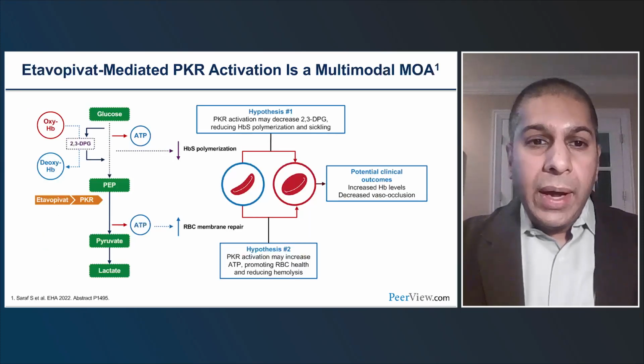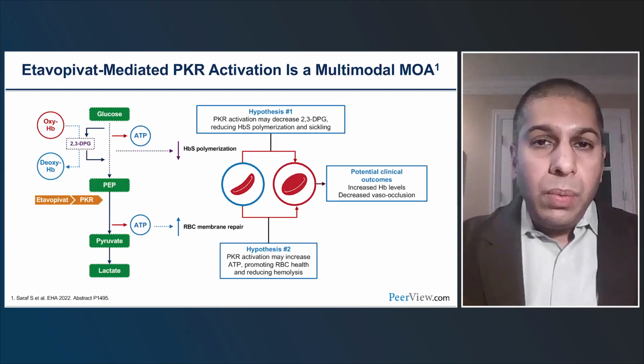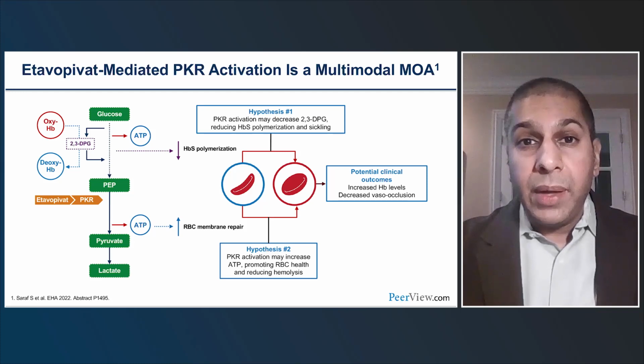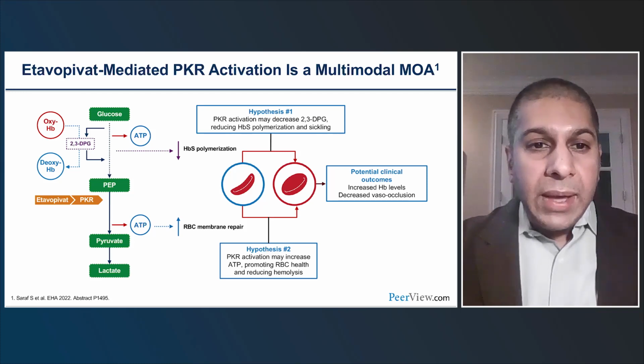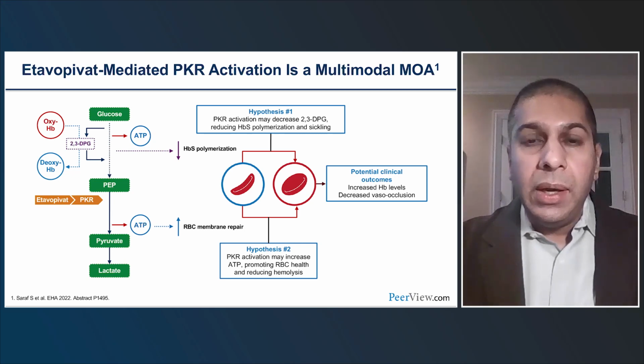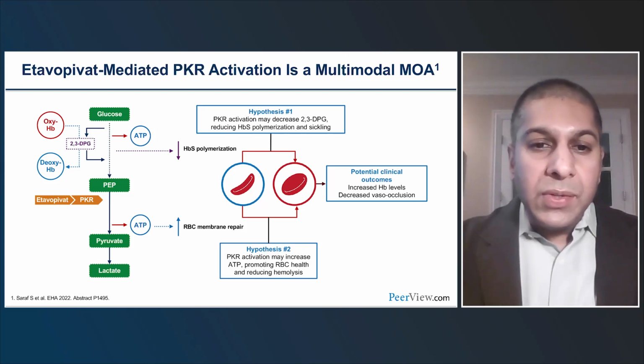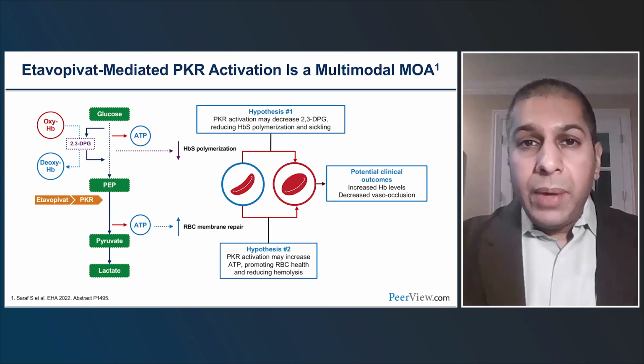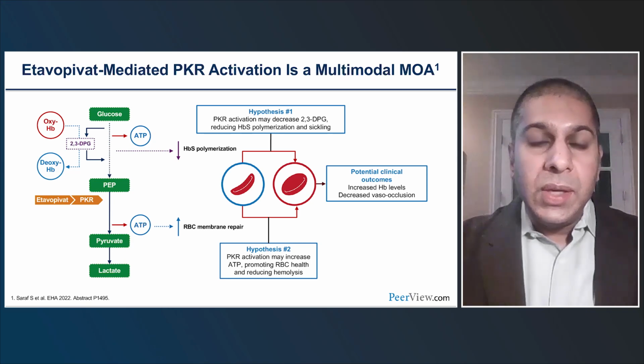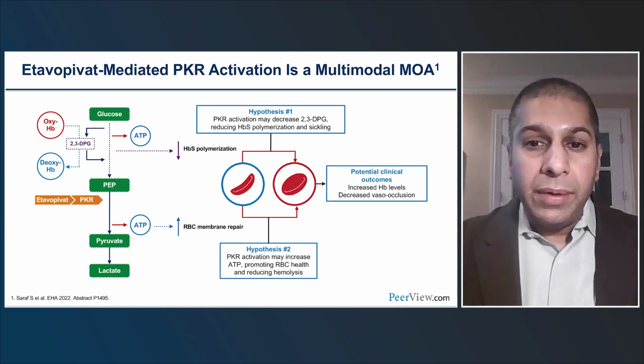And so the PKR activators are thought to have two mechanisms of action that may benefit red cell health. The first is that by increasing glucose metabolism, you lower 2,3-DPG. This allows more oxygen to remain bound to the hemoglobin, thereby inhibiting hemoglobin S polymerization. But it also leads to an increase in ATP, which can allow the red blood cell membrane to repair itself more efficiently. Both mechanisms are thought to be important in sickle cell disease and potentially provide clinical benefit.